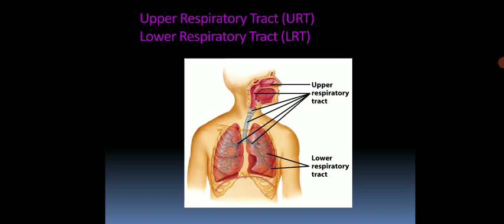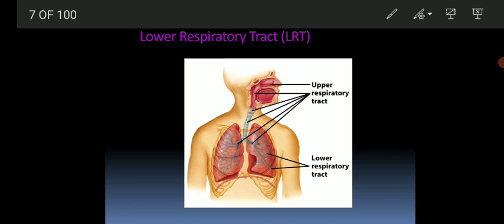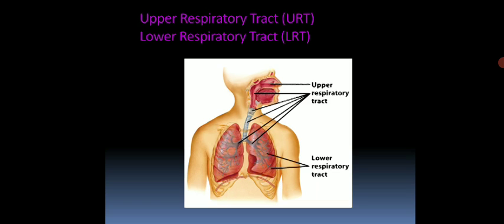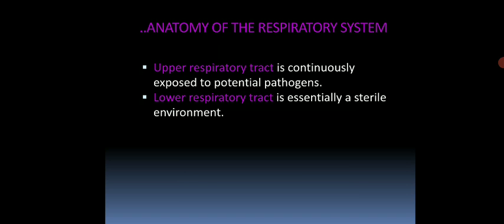So here in this picture you can see the upper as well as lower respiratory tract. In the upper respiratory tract you can see the nostrils, then sinus, then other parts, and in the lower respiratory tract you can see the lungs and bronchioles. So this is the picture showing the upper as well as lower respiratory tract.